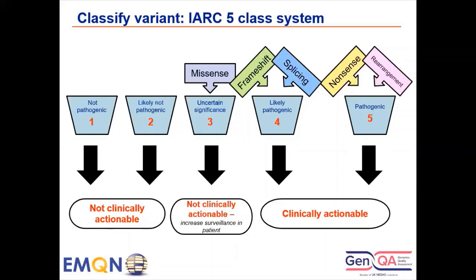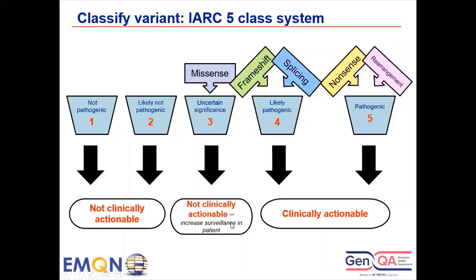Why is it important to use these different classes? Well, it is because there are clinical implications. The likely pathogenic and the pathogenic variants are clinically actionable. This means that patients may need further clinical follow-up, and it may also have therapeutic consequences, and it may also lead to predictive testing of their relatives.